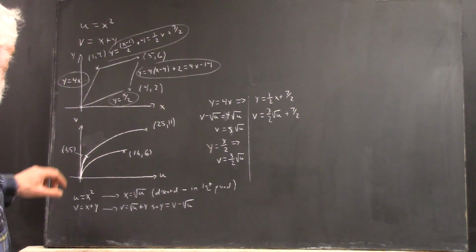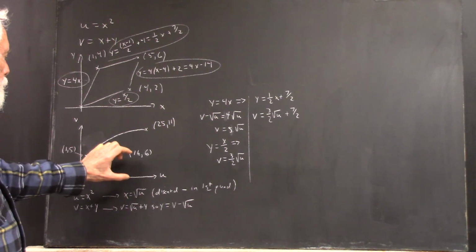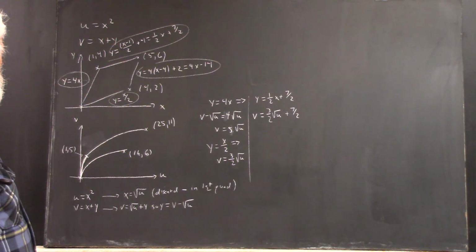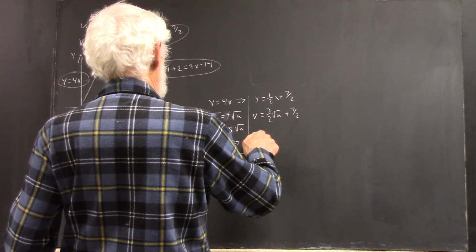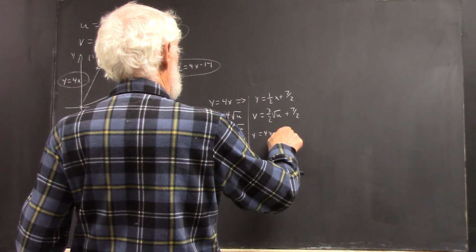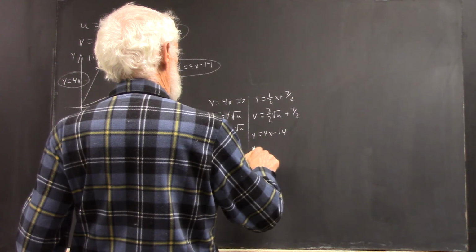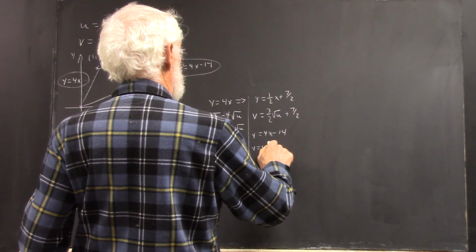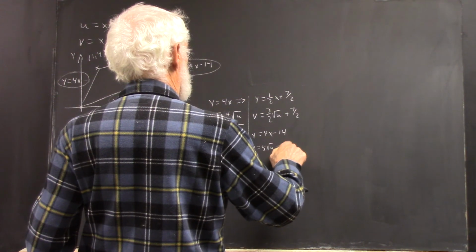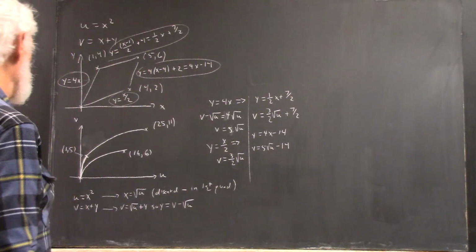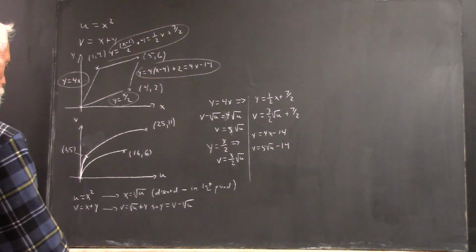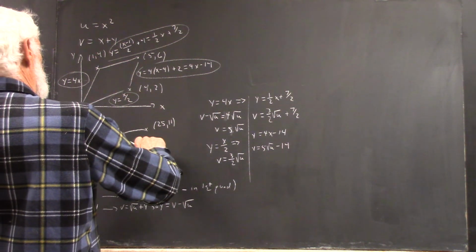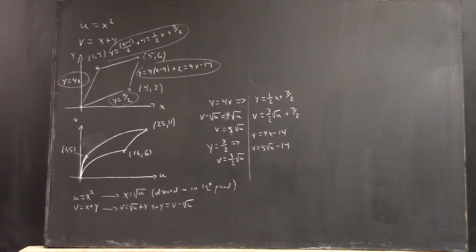Now similarly, you can probably expect this is going to be shifted over. Now let's write it out. Y equals 4x minus 14 gives us v equals 5 square root of u minus 14, which means we have this shape. It's starting down here at negative 14, coming up, being concave down, and connecting these 2 points.